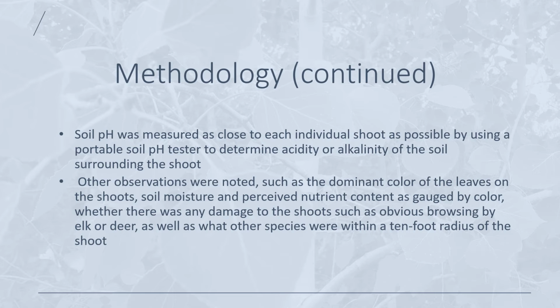I also made a note of what else was growing within a 10-foot radius. Were there mushrooms? Was there moss at the base of the shoot? How about spruce or pine trees growing nearby? Was the soil obviously rocky, or did it seem to be dark and presumably full of nutrients?